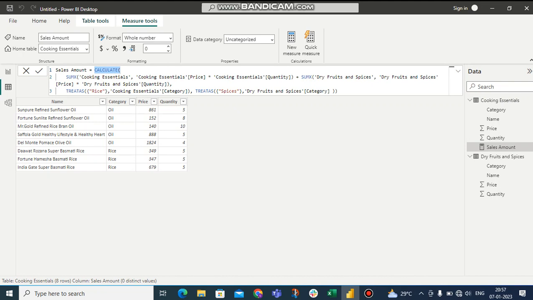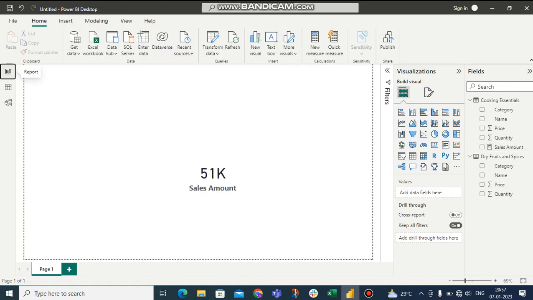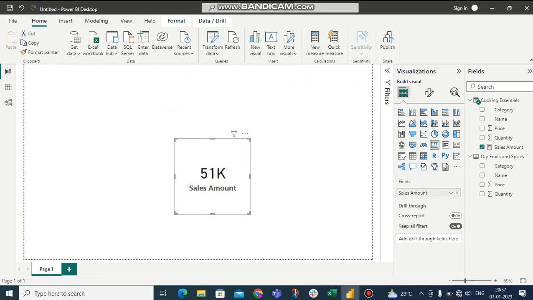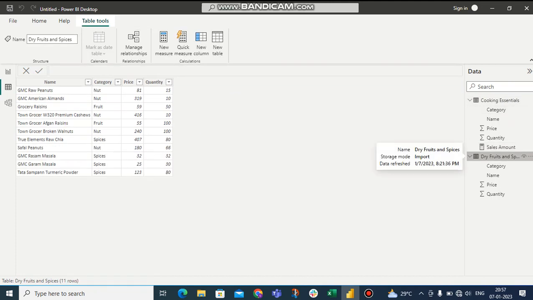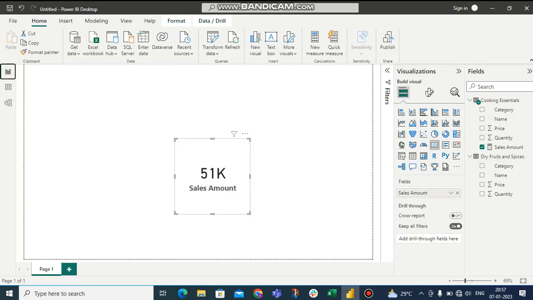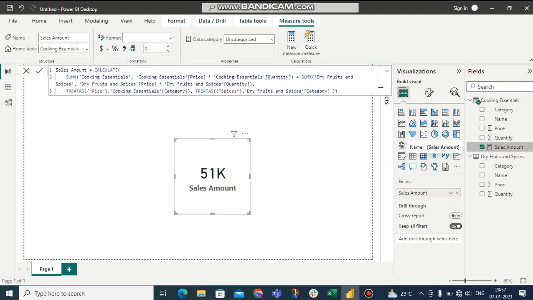So what result did I find? Here you can see I found only a 51k value of rice and spices. So it is excluding oil from the first table, and from the second table it is excluding nuts and fruits. So this is what the TREATAS function is used for. It is a very important function that we have to use in our real-life projects also.